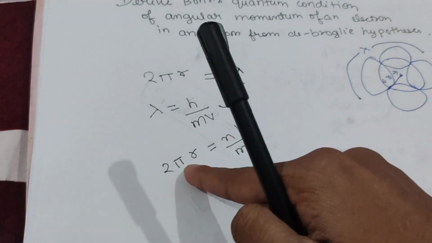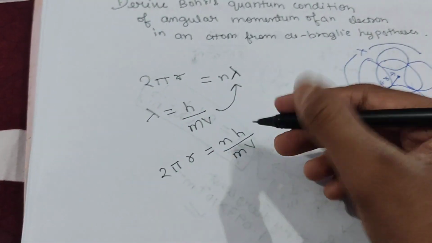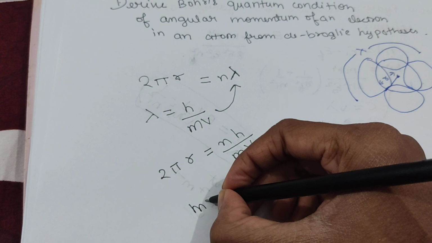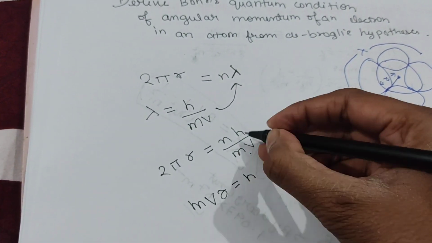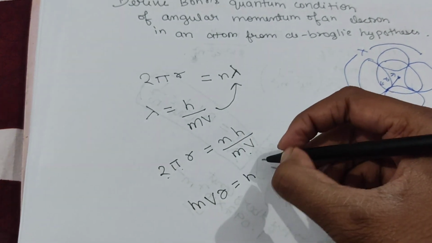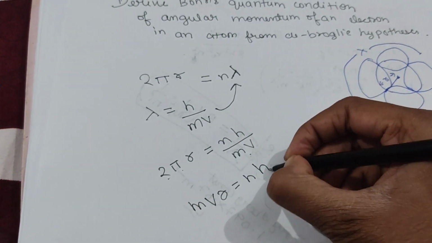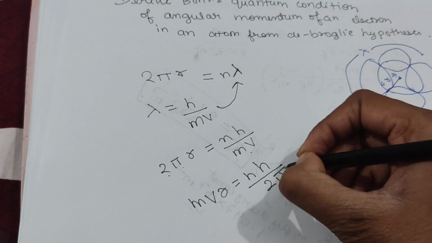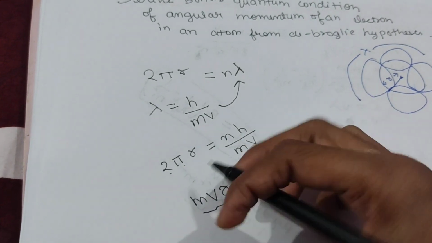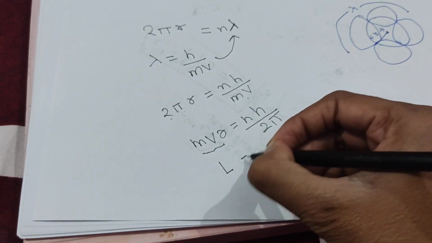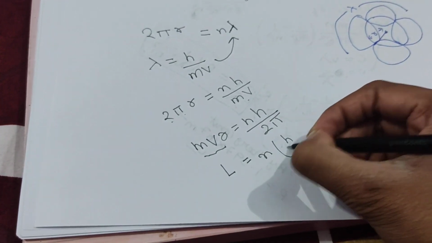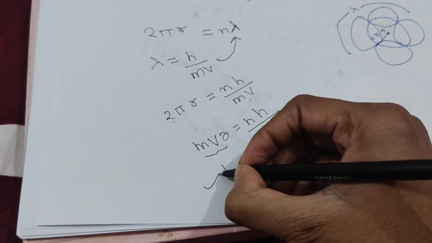So cross multiply, except r will stay here. Cross multiplying, we get mvr, and divide by 2 pi here. And we know that mvr is L, so L is equal to nh by 2 pi. So this is the angular momentum.